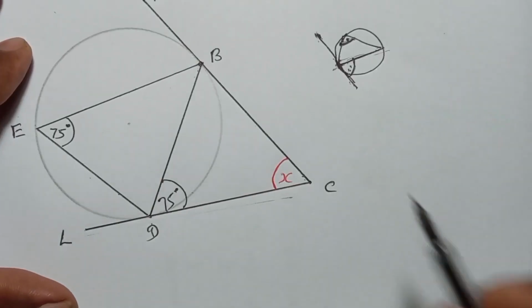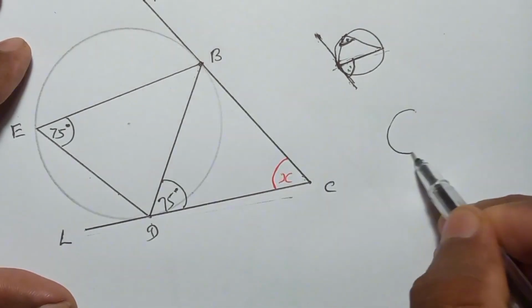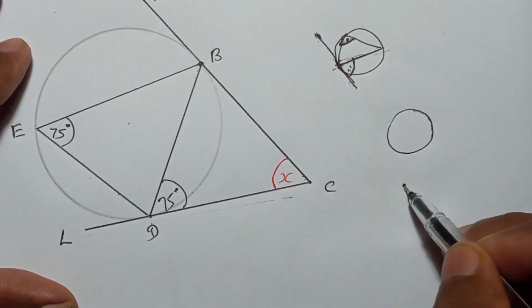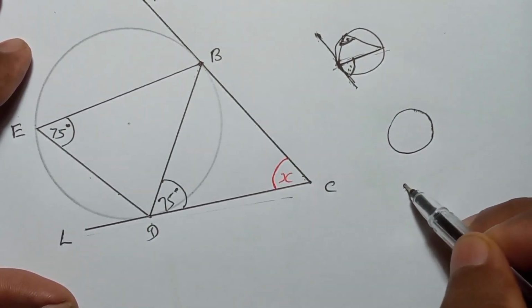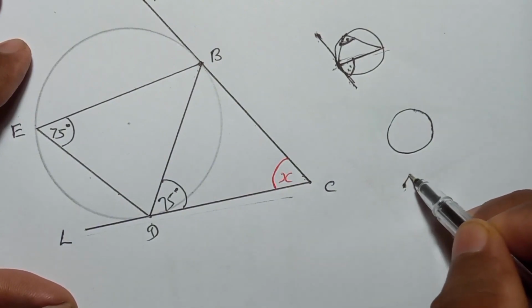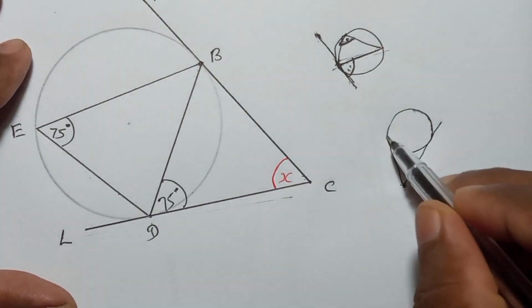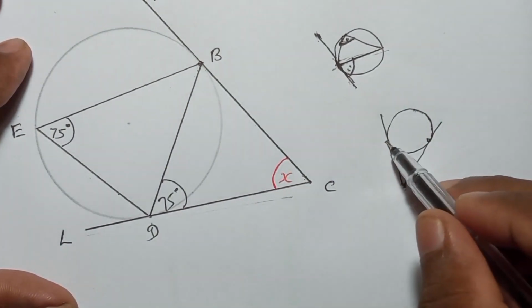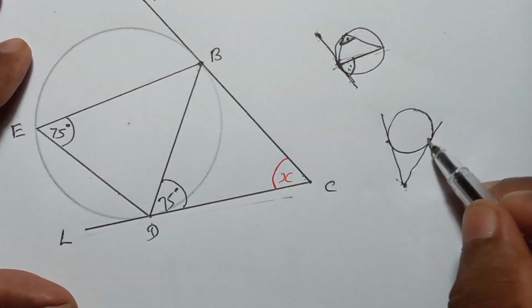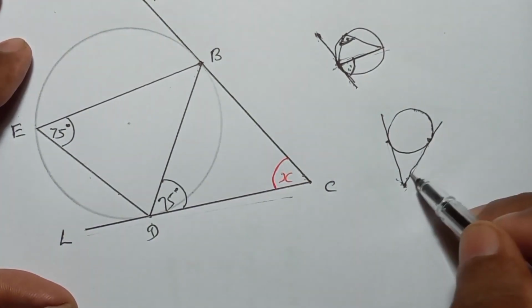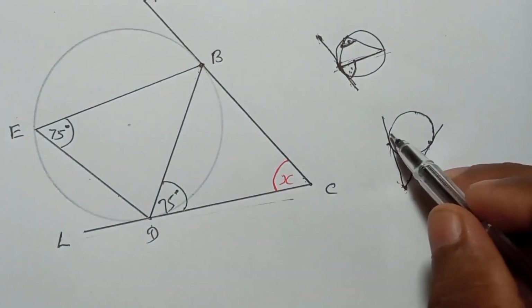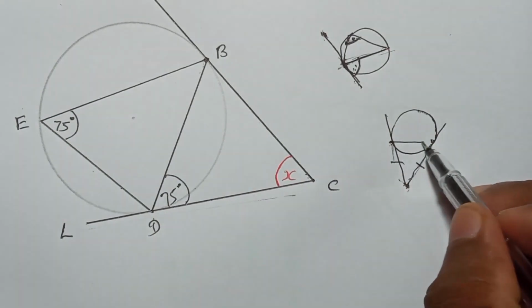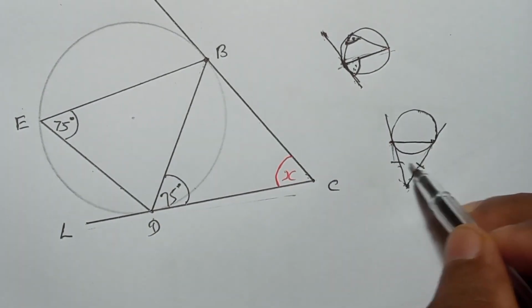Then after that, you need to know another theorem. When you have a circle and from an external point you make two tangents to the circle like this, the distance from the external point to one tangent point and the distance to the other tangent point will be the same, right? Here and here will be equal. So if you join these two points, this will make an isosceles triangle.